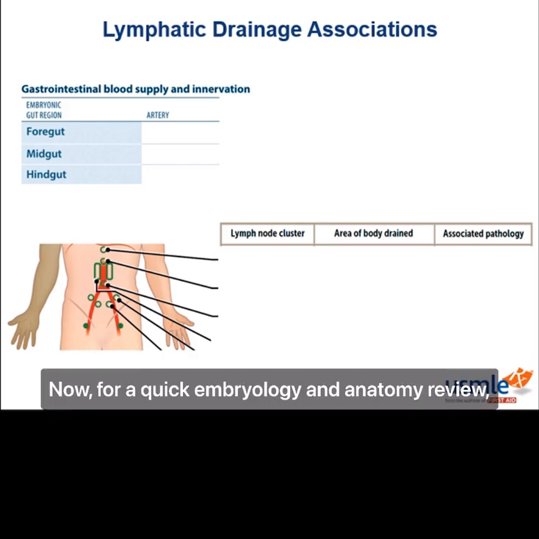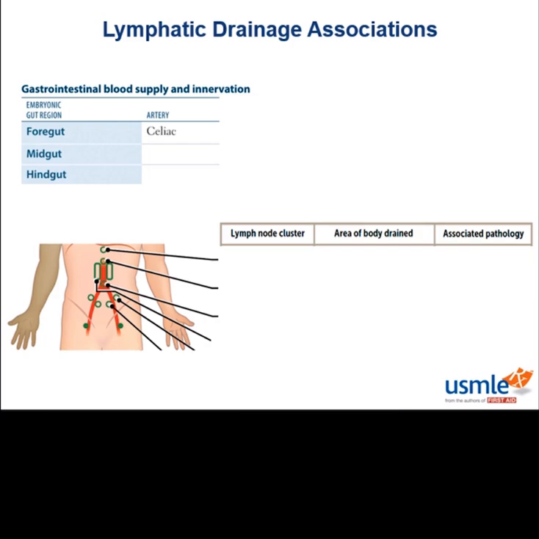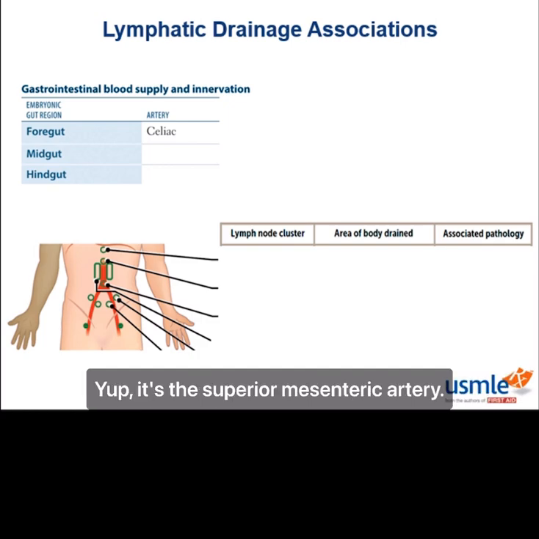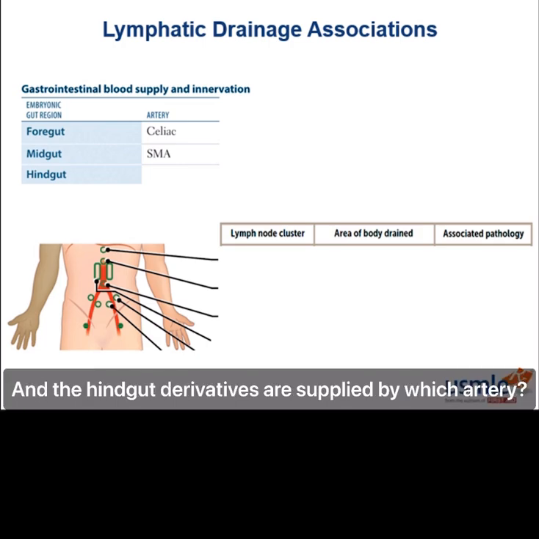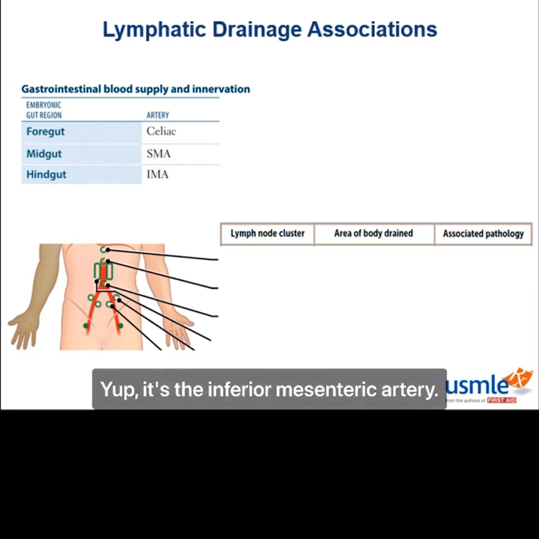Now, for a quick embryology and anatomy review, we know that the foregut derivatives are supplied by which artery? Yep, it's the celiac artery. The midgut derivatives are supplied by which artery? Yep, it's the superior mesenteric artery. And the hindgut derivatives are supplied by which artery? Yep, it's the inferior mesenteric artery.